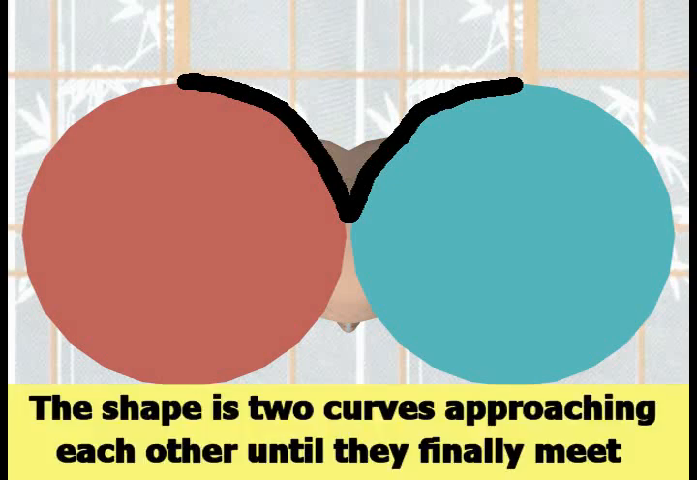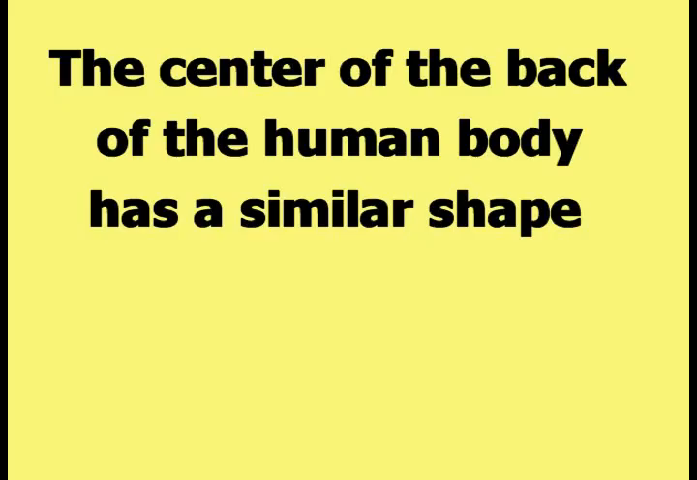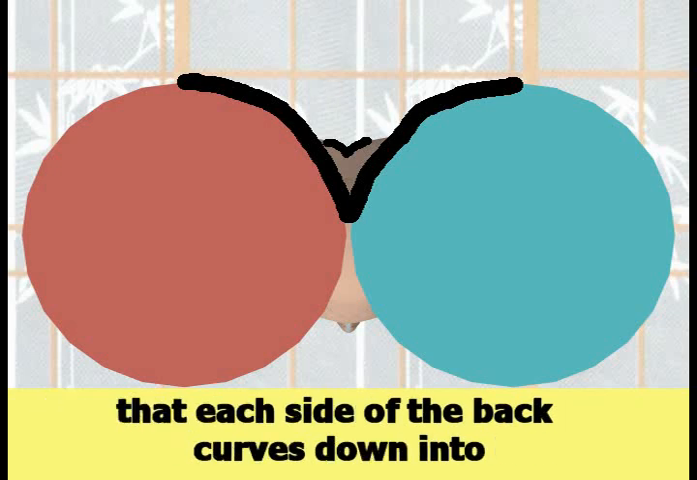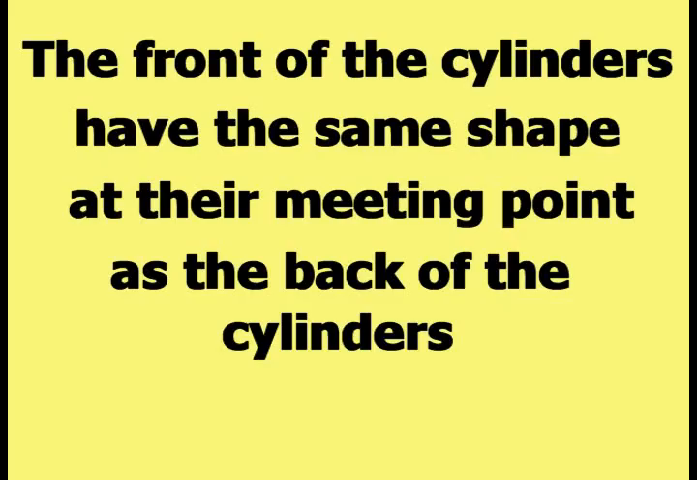As outlined in this next picture, the back of the meeting point of the two cylinders has a particular shape. The shape is two curves approaching each other until they finally meet. The center of the back of the human body has a similar shape as emphasized in this picture. The spine is located in a depression in the center of the back that each side of the back curves down into.